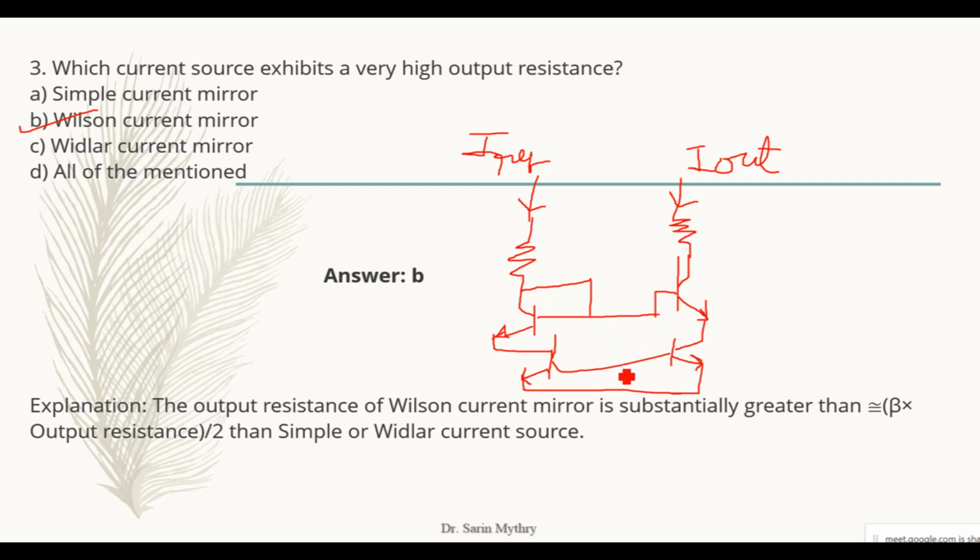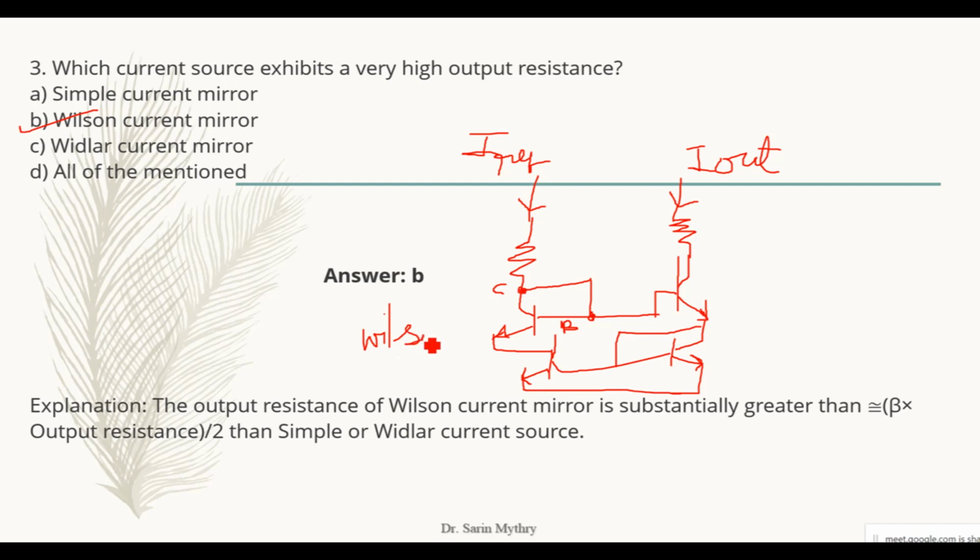The difference between the Wilson current mirror and the Widlar current mirror is this. Current mirror means a connection between the output terminal, the drain terminal. In fact, if I talk about BJT, it's the collector terminal and the base terminal. So there is a short circuit connection between the collector terminal and the base terminal. This kind of connection we call a current mirror. If you have two such current mirrors like this, we call it a Wilson current mirror.